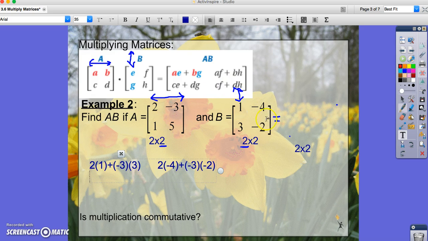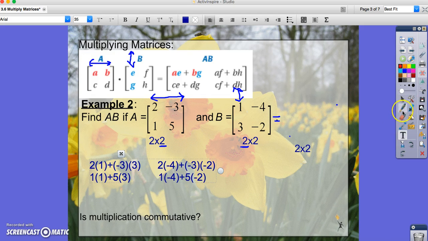I did these 2 columns with this row. So I'm done with this row. I go down a row. Now I do the same 2 columns again. 1 times 1 plus 5 times 3. And then I do this column, 1 times -4 plus 5 times -2.